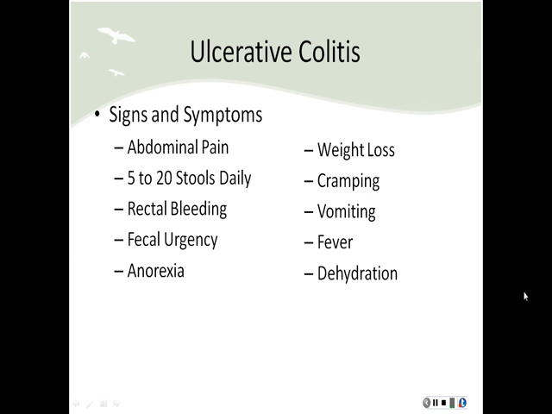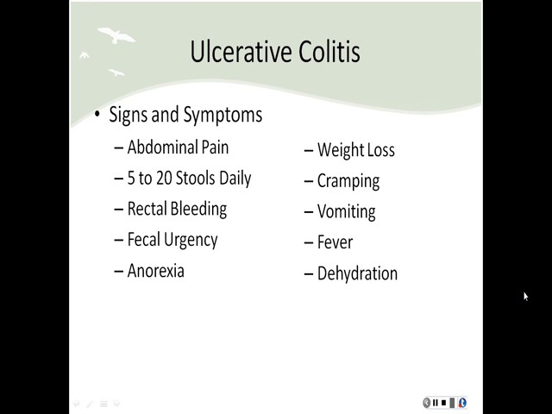Signs and symptoms include abdominal pain, diarrhea, rectal bleeding, and fecal urgency. Nausea, vomiting, anorexia, and weight loss are also very common. There's also potential for fluid and electrolyte imbalances and calcium loss. Anemia can result because of the rectal bleeding. Like Crohn's, there are also issues with malabsorption, so serum albumin may be low.